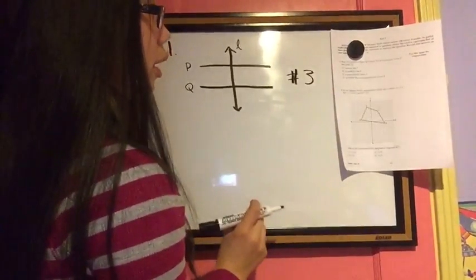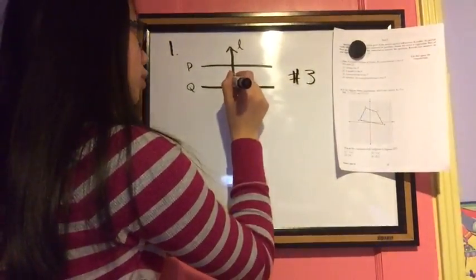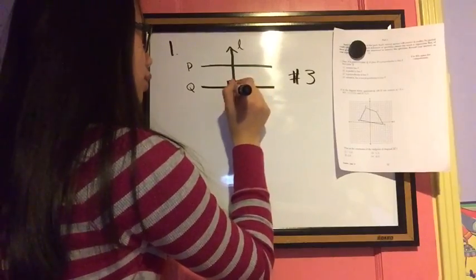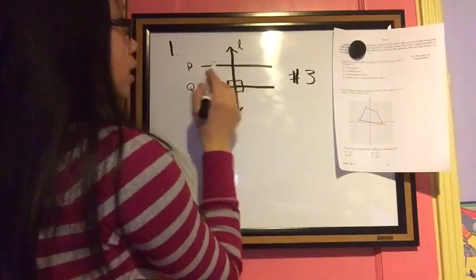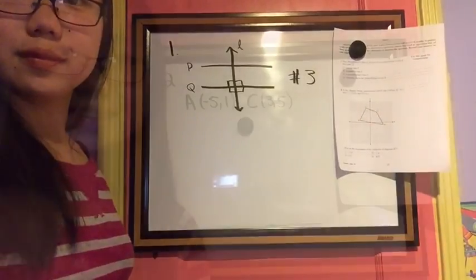Let's check for anyways. Intersects but is not perpendicular. Well, it is perpendicular because it makes all 4 right angles, just like line P does with line L.